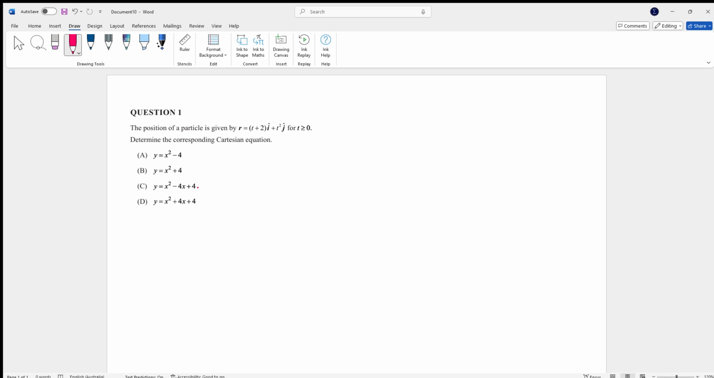Now, this one is also tech-free. The position of a particle is given by this vector equation for t is greater than 0. Determine the corresponding Cartesian equation.